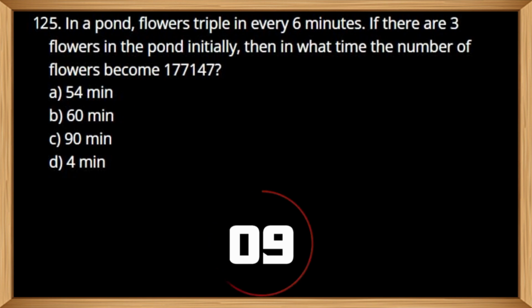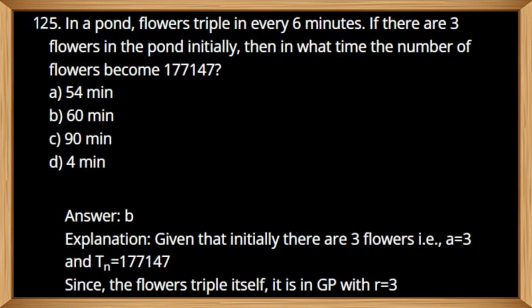In a pond, flowers triple every 6 minutes. If there are 3 flowers in the pond initially, then in what time does the number of flowers become 177147? Option B: 60 minutes.